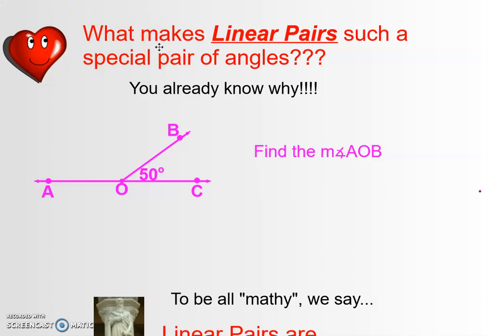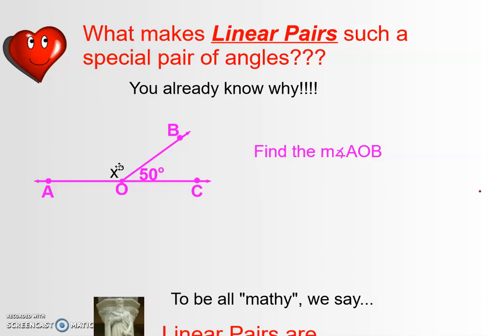Okay, so let's see if we can figure out why these angles are so special. Why are they so unique? Well, for linear pairs, you actually already know why. So if I gave you this picture right here, and I said find the measure, this little m means measure, of angle AOB. Angle AOB, that's our unknown, so maybe we call that x.